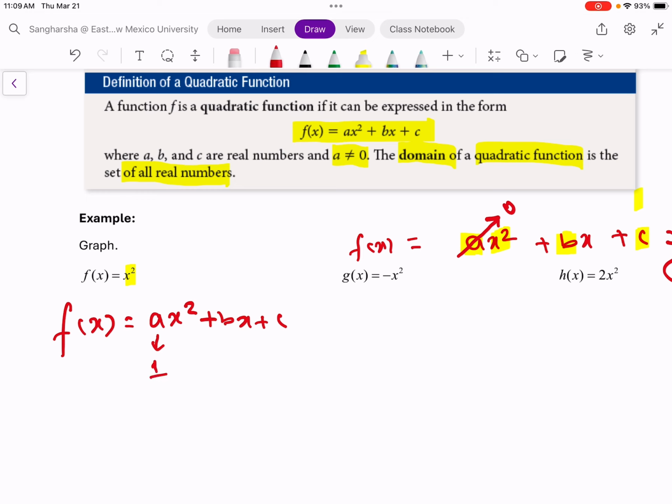What is b? That's right. There is no x term, right? So it's 0. And what about the constant? 0, right? The reason is that we can write x square as 1 x square plus 0 times x plus 0. Do you all agree? So for A, we have 1. For B, we have 0. For C, we have 0.